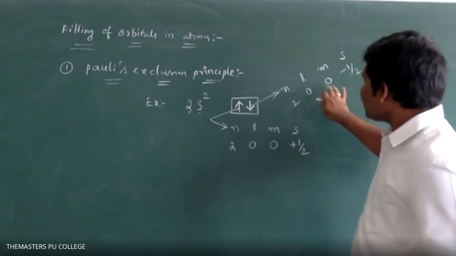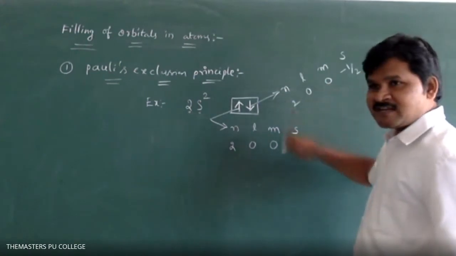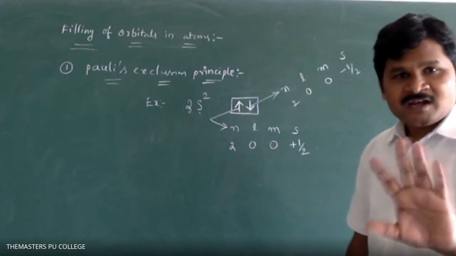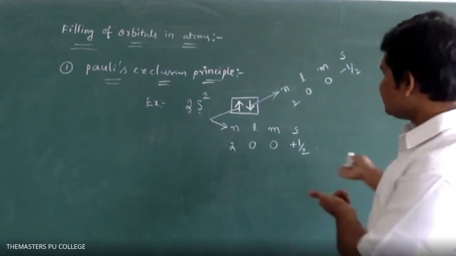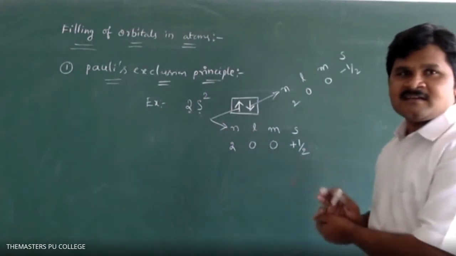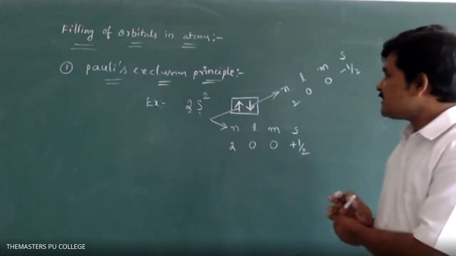Are all 4 quantum numbers the same for these 2 electrons? No sir, 3 are the same, but the 4th is not the same. So that's why we can explain like this. This is the example for Pauli's exclusion principle.